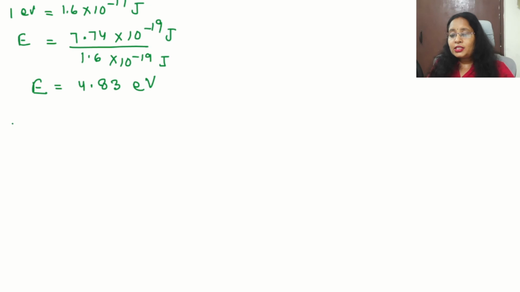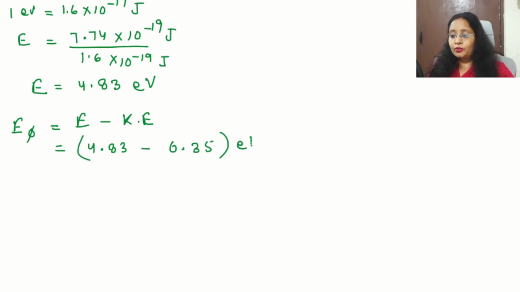So now the next step is to find the work function. Work function is equal to E minus kinetic energy. E here is given as 4.83 minus the kinetic energy, which is given as 0.35 electron volt. Now after doing the subtraction we will get the answer 4.48 electron volt, and this is our work function.